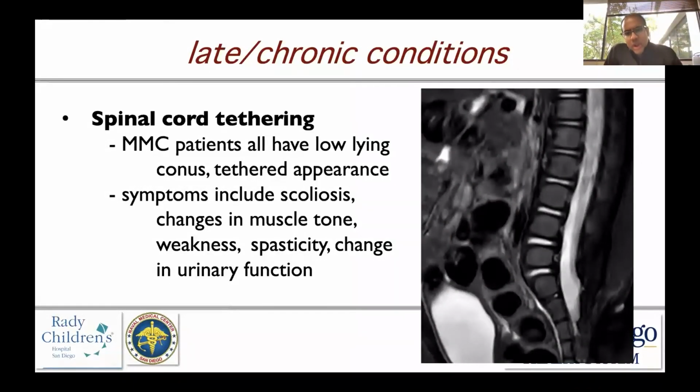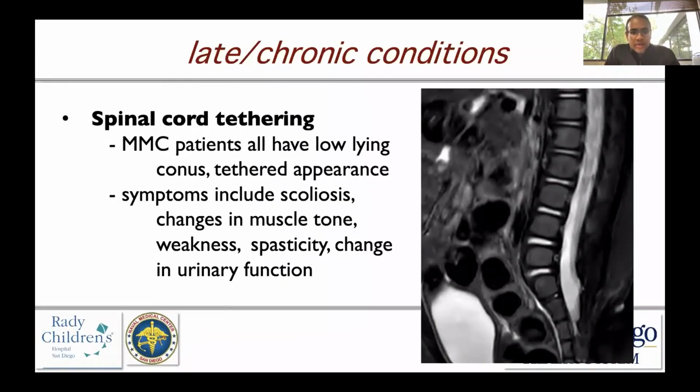When we talk about other late chronic conditions, spinal cord tethering, and this is something we'll talk about in depth with some of the closed neural tube defects as well, but I wanted to introduce the topic here. By definition, children that have undergone closure of a myelomeningocele, their MRI has the appearance of a tethered cord, meaning that their conus is going to be at a low-lying level because of their congenital abnormality. So this is a picture of a child on the right, a sagittal T2 MRI scan. You can see the conus medullaris. It's a little hard to make out probably on the screen, but it ends really towards L4, L5.